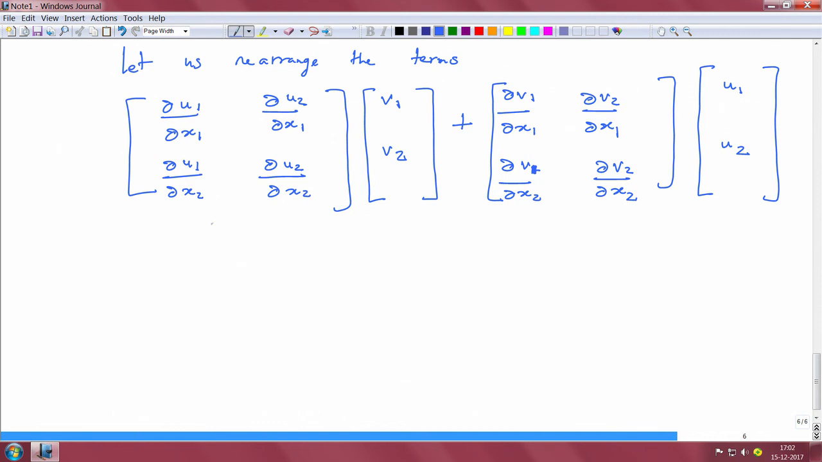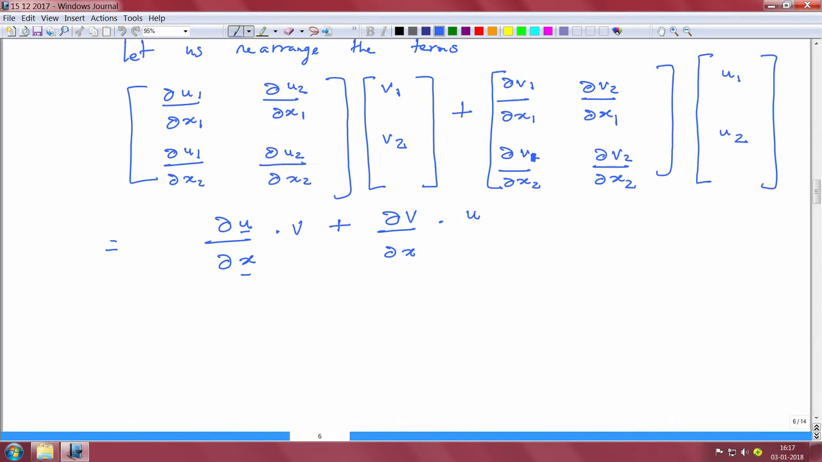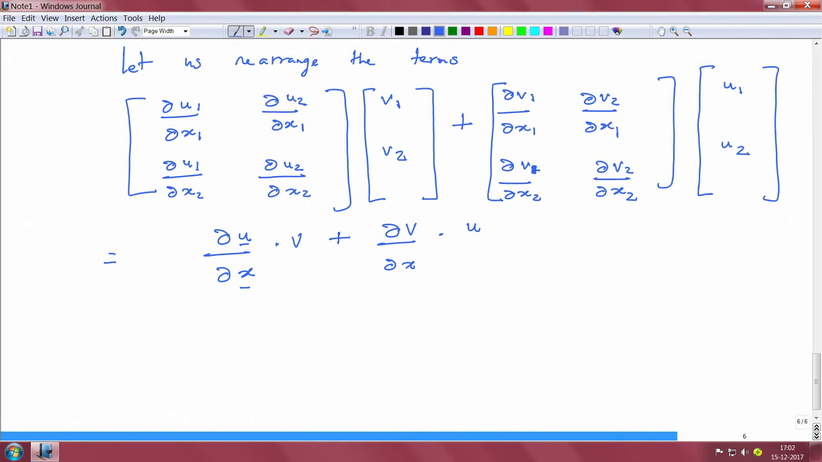Okay, so this is basically written in the form ∂u upon ∂x times v, the dot product, plus ∂v upon ∂x times u. Of course, we have to see that this is not the dot product, it is just a normal multiplication. Okay. You will find this very useful.